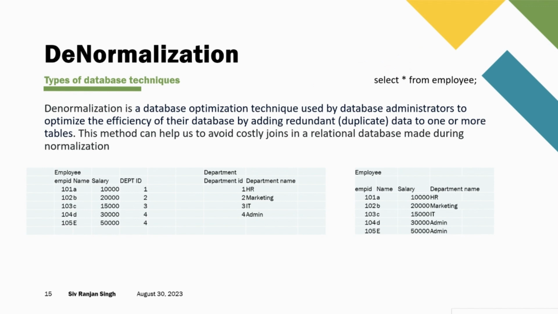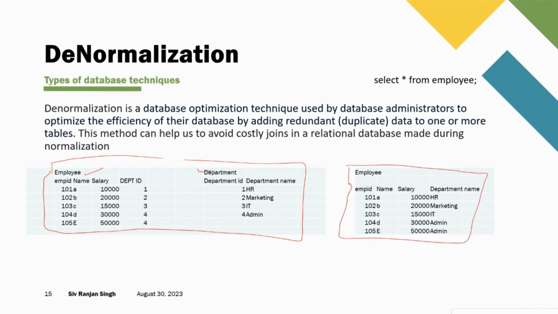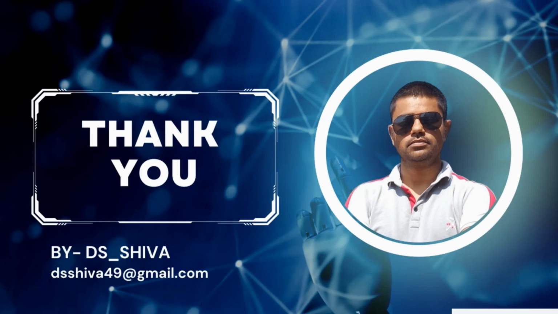And denormalization means that, with the same example, we have two different tables, employee and department, and we make them into one table. This is called denormalization, just the reverse of normalization. This is the end of part 1 of this MySQL journey.